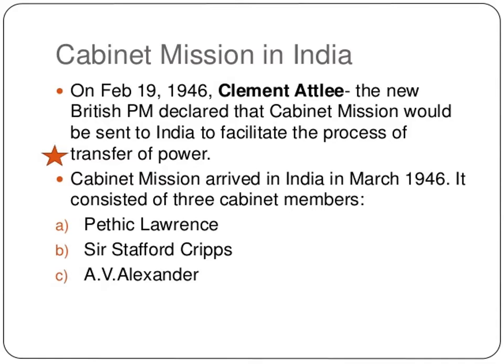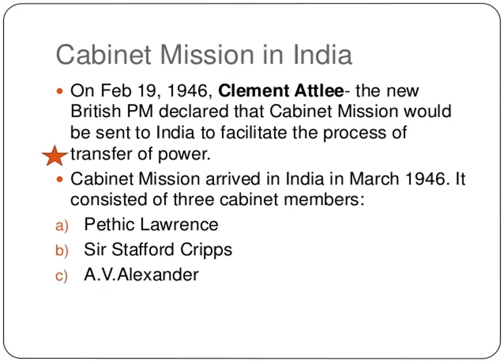Finally, the Cabinet Mission Plan came to India. Clement Attlee, the new British Prime Minister, declared that a Cabinet Mission would be sent to India to facilitate the process of transfer of power. The Cabinet Mission arrived in India in March 1946. It consisted of 3 cabinet members: first, Patrick Lawrence; second, Sir Stafford Cripps; third, A.V. Alexander.